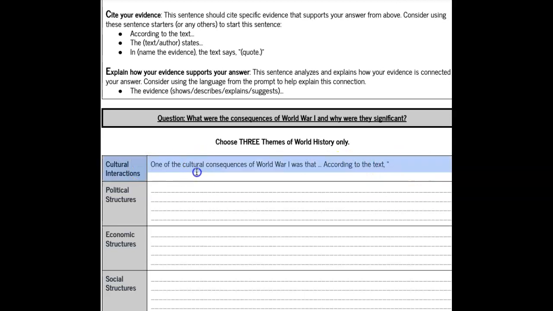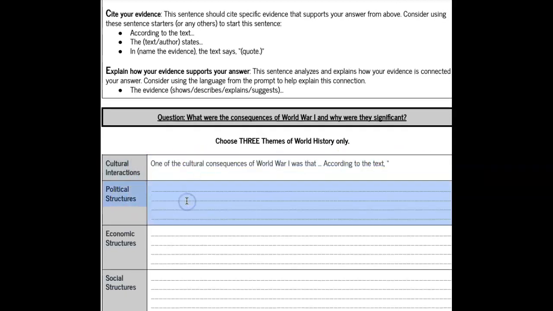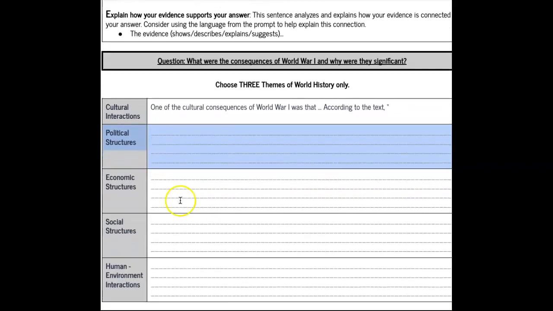So again, you'll have 3 of these boxes filled out. You get to choose the 3. I should see a variety of information from different slides from your part 2.